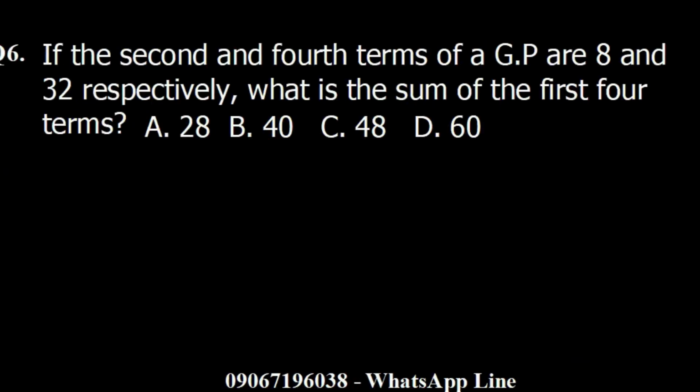Now in this question, look at question number 6. If the second and fourth terms of a GP are 8 and 32 respectively, so we have a GP in this form. The first term is A, the second term is A times R, the third term is A times R squared, and so on and so forth. Now we are told already that the second term, AR, is equal to 8.